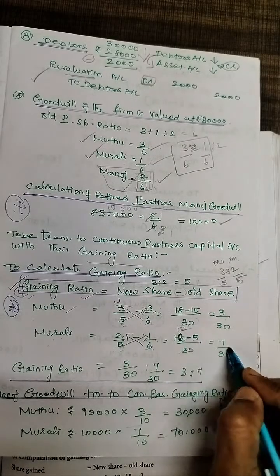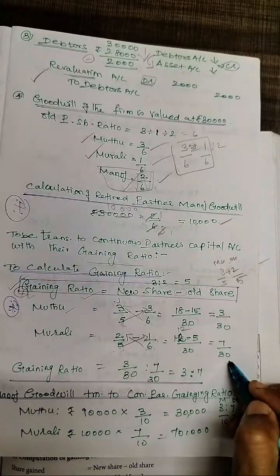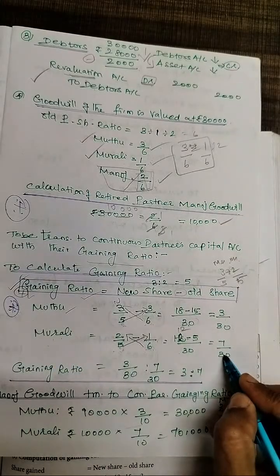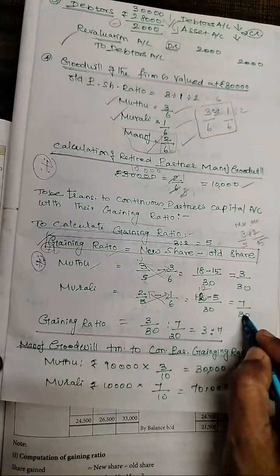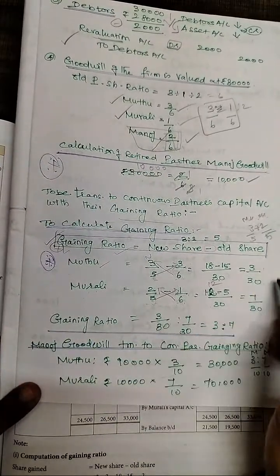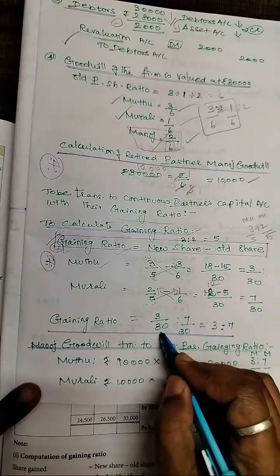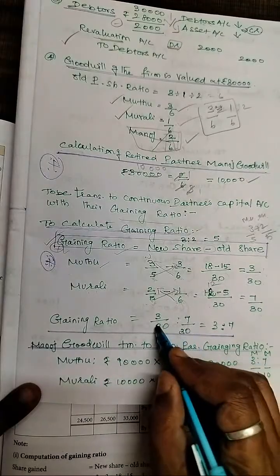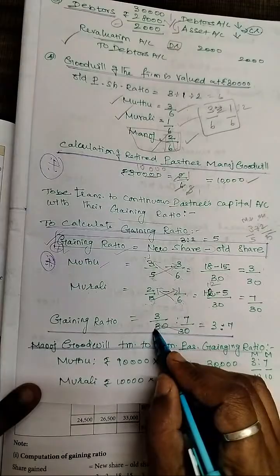12 minus 5, you will get 7 by 30. So Murali's gaining ratio is 7 by 30. Okay. So what is the gaining ratio for both of them? 3 by 30 and 7 by 30. So 3 by 30 is to 7 by 30. We can't consider the denominator value.